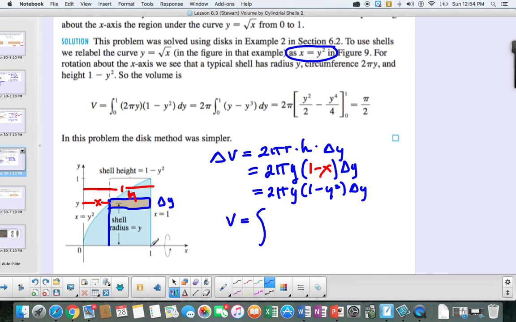Now for all of these shells, the lowest y is 0, the highest y over here is going to be at 1. And that's what we're getting right here as our answer. Now what's interesting to note is the disk method was simpler in this case.